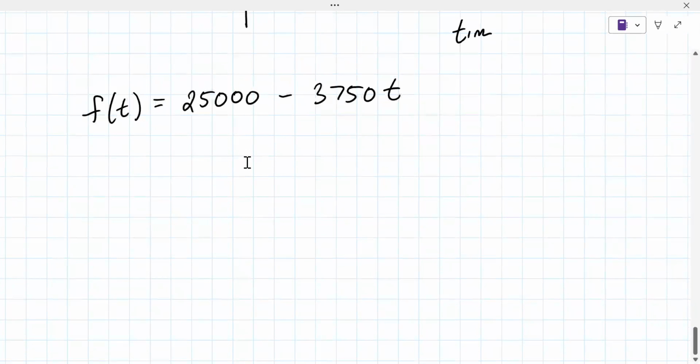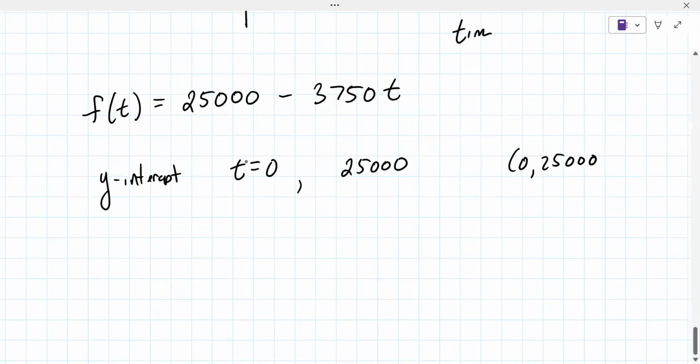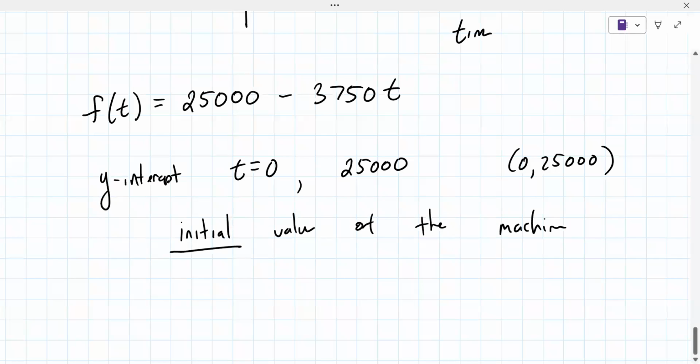Let's first talk about the y-intercept. The y-intercept is when t equals 0. When t equals 0, it's 25,000. It maybe feels really repetitive, but 25,000 is the initial value. It's the initial value of the machine. This is all case specific, but initial is truly initial. T equals 0 is initial.